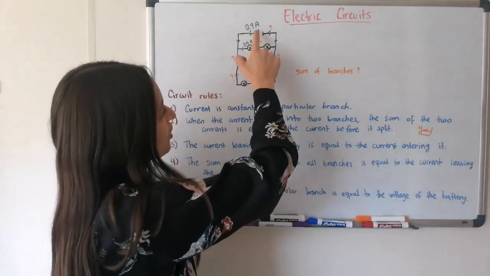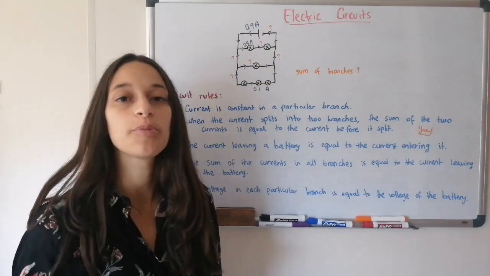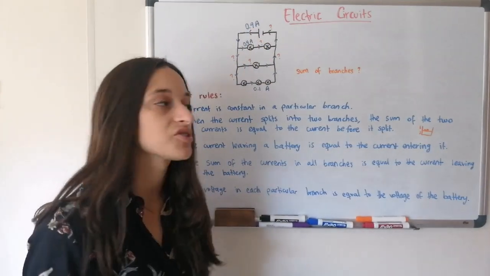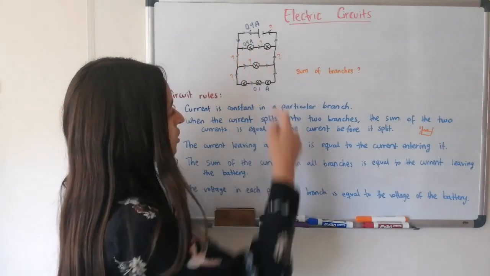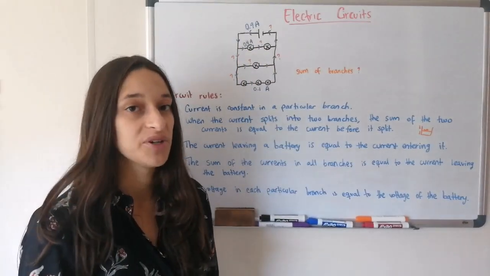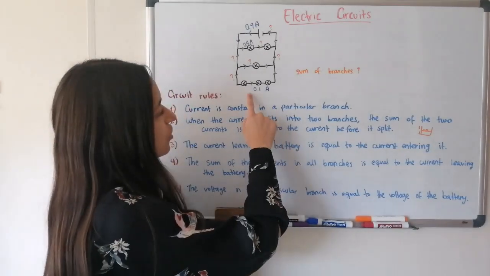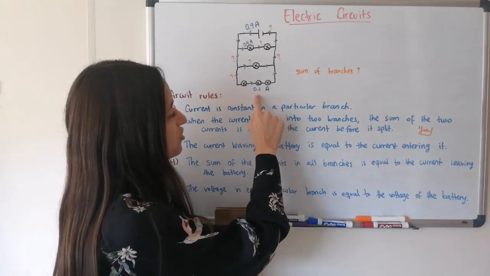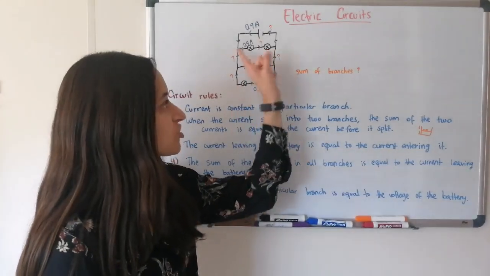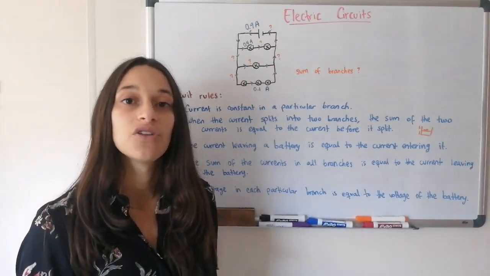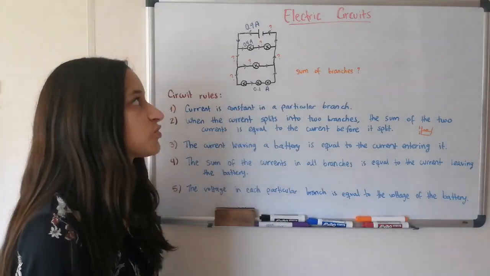The first one is the current leaving the battery, which is 0.9 amps or amperes. The second one is the current that chose to go through the first branch, which is 0.4 amperes. And the third one is the current that chose to go through the third branch, which is 0.1 amperes. And in every orange question mark, I want to figure out the current by using these rules.